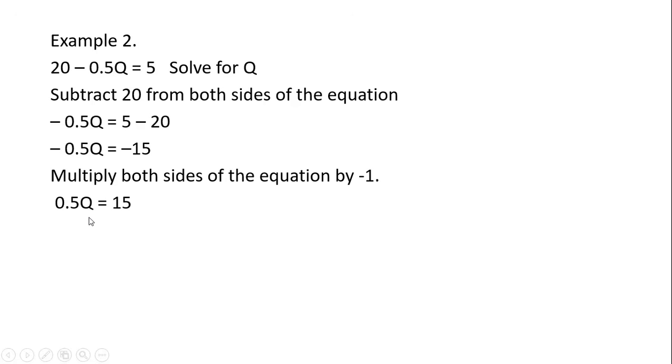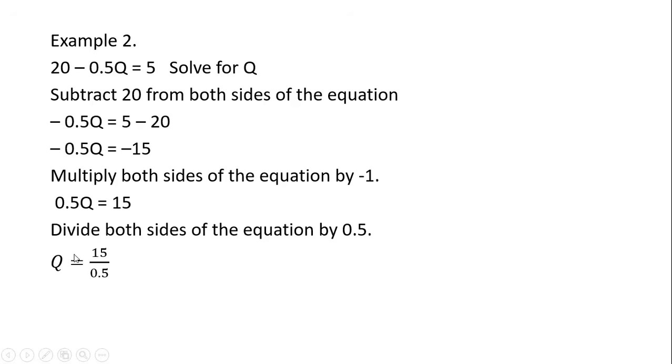And now let's just isolate q by dividing both sides by 0.5. So 0.5 divided by 0.5 on the left-hand side is 1. And on the right-hand side, we got 15 divided by 0.5, and that'll just be 30. Moving on.